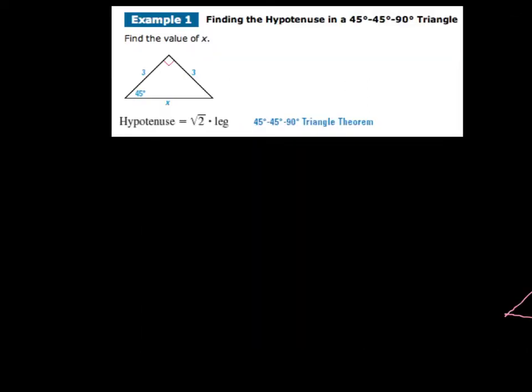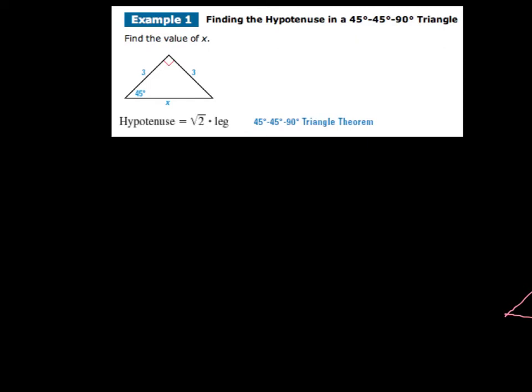Goal 1 is to find side lengths. In example number 1, the first side length we're looking for is the length of this hypotenuse. We have the other sides given as 3 and 3. Now I know it's the hypotenuse because it's directly across from the right angle. That's always the hypotenuse, as we've learned in earlier sections this year.